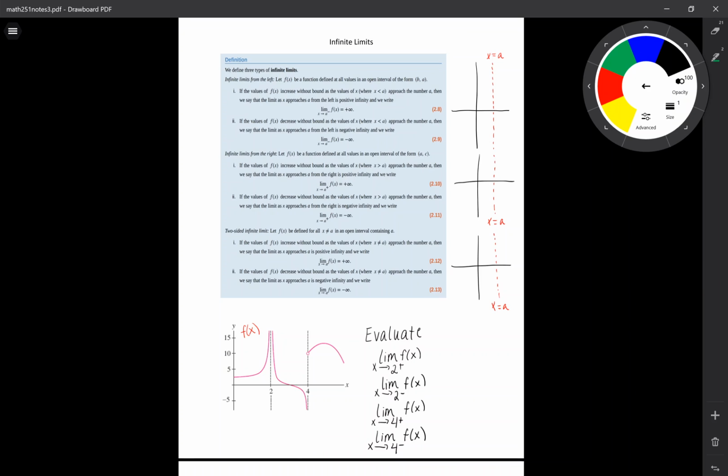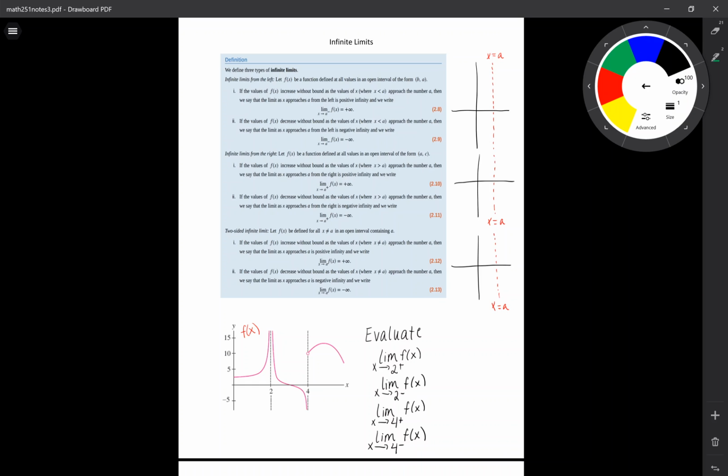Welcome back, everybody. We are going to be talking about something called infinite limits in this video. The textbook gives us this very long, wordy definition of what an infinite limit is, and it gives us three kinds. And we do actually have three kinds, but I want to take the scariness out of this definition because there are a lot of words.